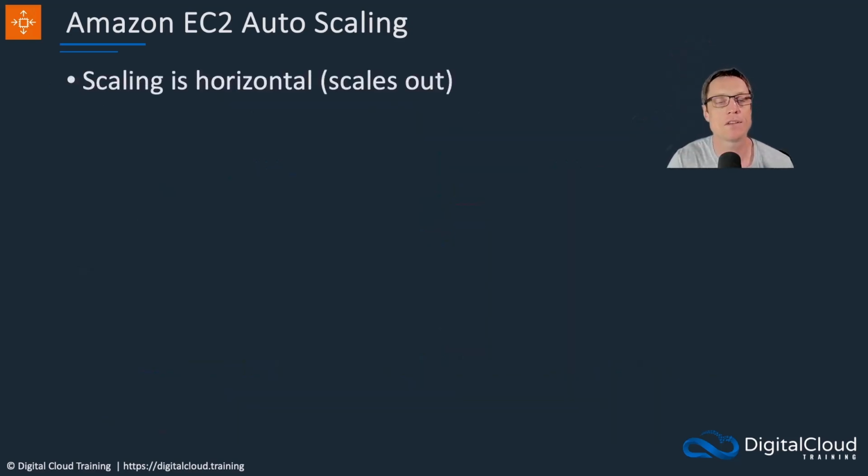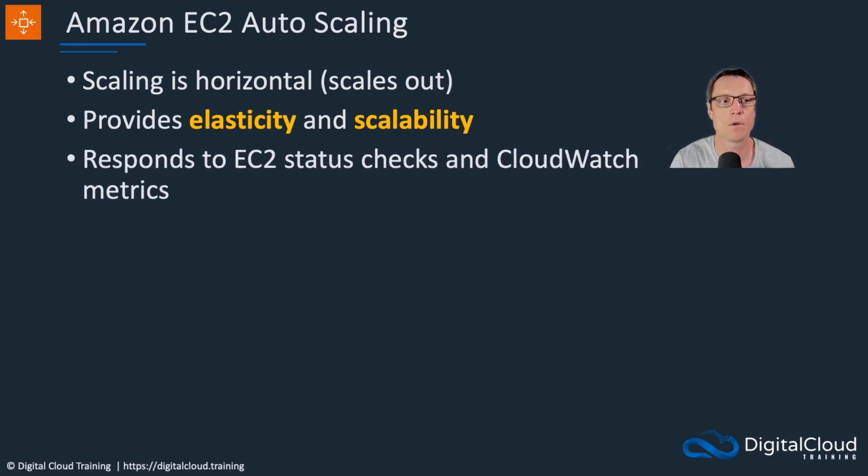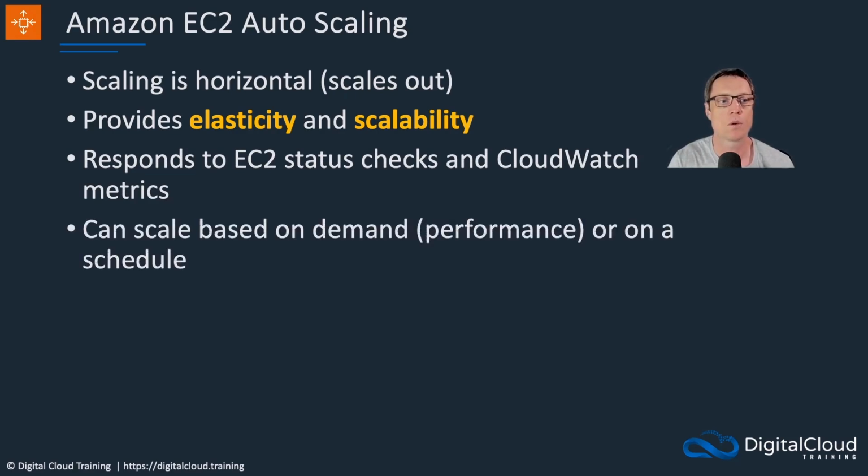With autoscaling, the scaling is horizontal. We're scaling out. So we're adding instances or we're terminating instances. So it's providing both elasticity and scalability. Scalability is the scaling out. But then elastic means that it's able to scale back in again as well. So we're not just adding capacity, we're removing it when we no longer need it. Autoscaling will respond to EC2 status checks as well as CloudWatch metrics.